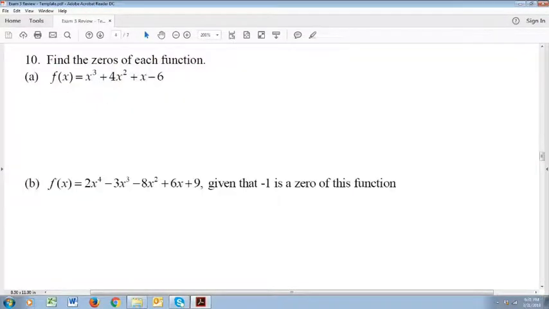Alright, let's move to number 10. Here it says find the zeros of each function. Notice on A, this is 4 terms. So you could try factoring by grouping, but it actually doesn't work. So these are problems where we are going to have to use synthetic division.